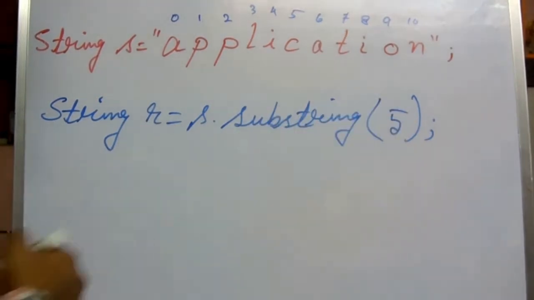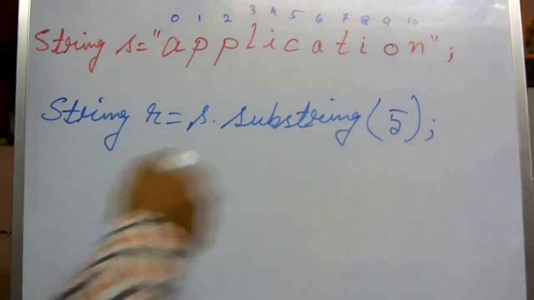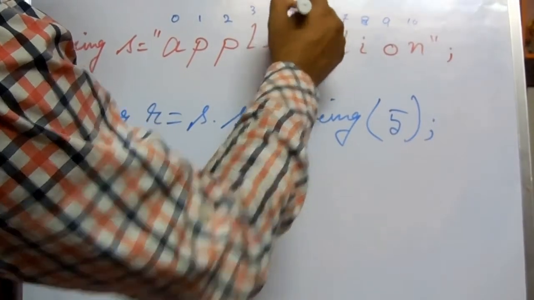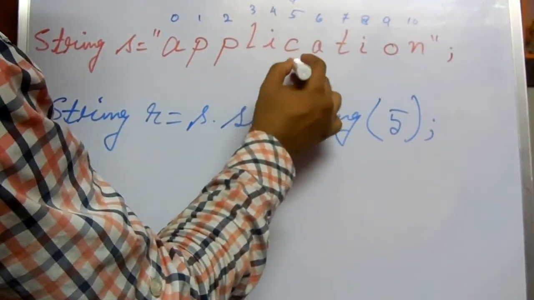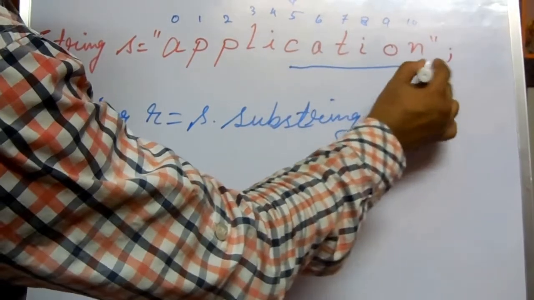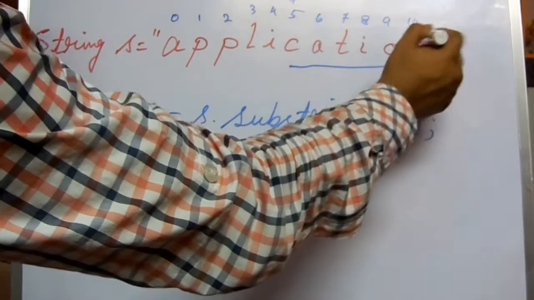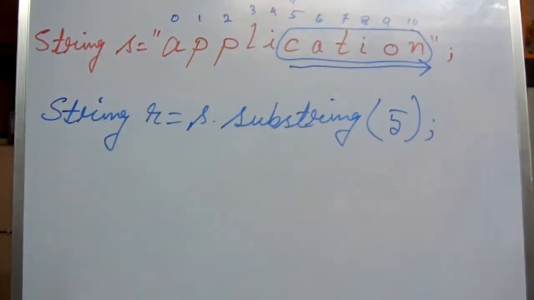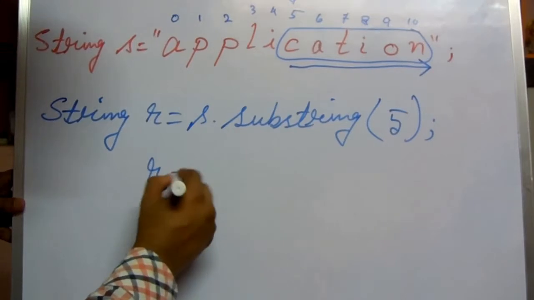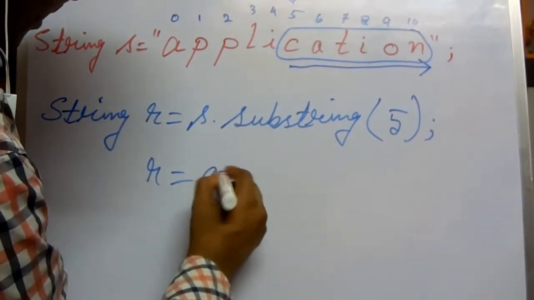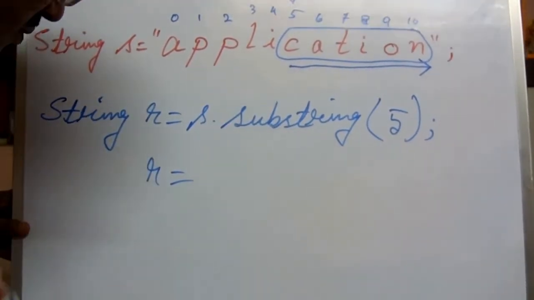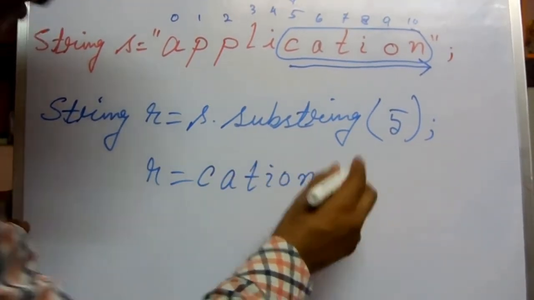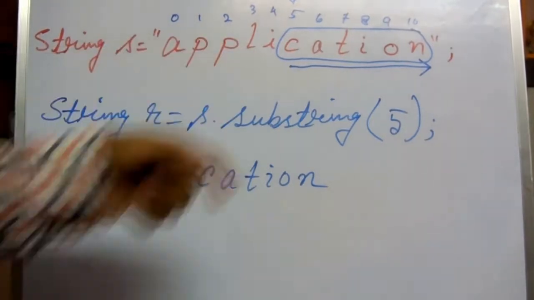So s.substring(5) is given. Which value is at position 5? It is C. So from the C till the last, this whole group of characters will be extracted. So the value of r will be C A T I O N, that is CATION.